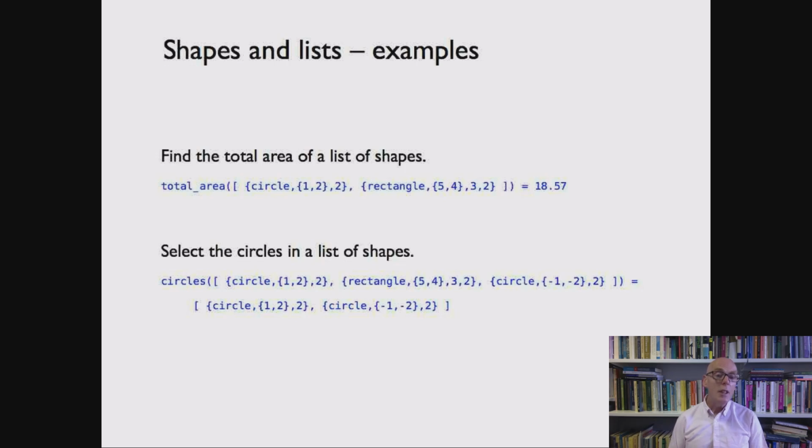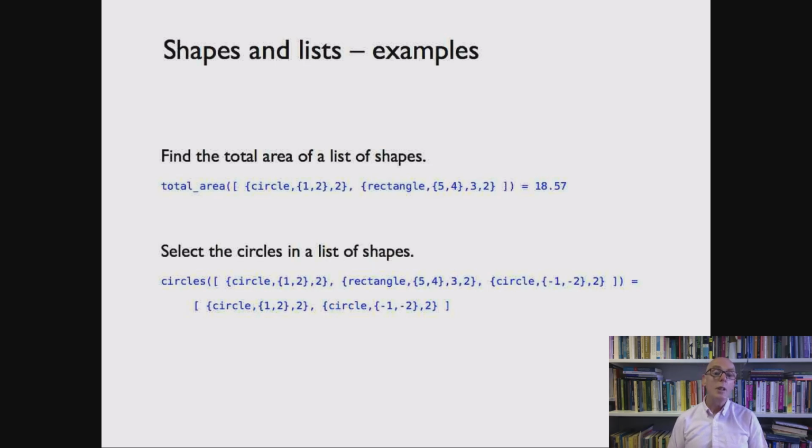Now what I want to do is do a couple of examples of processing collections of shapes. So suppose I give you a list of shapes. What's the total area of all the shapes in the list? And how do we select just the circles in a list of shapes? I've got a list of shapes, some could be rectangles, some could be circles. I want just the circles. And you can see examples of those two functions here.